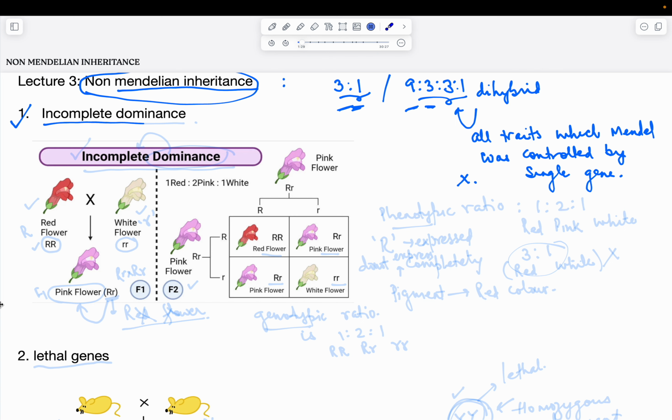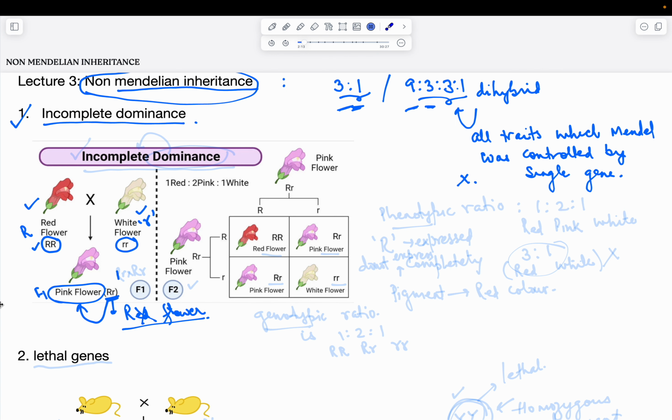In incomplete dominance, there are red flowers and white flowers. The red trait is controlled by the homozygous dominant R allele. The white trait is controlled by the small r allele, the recessive allele. In the F1 generation, the expected outcome was a hybrid which would produce red flowers. But this was not the case. Here, the hybrid produced a different kind of phenotype, which was a pink flower.